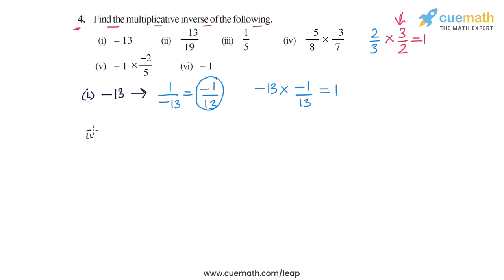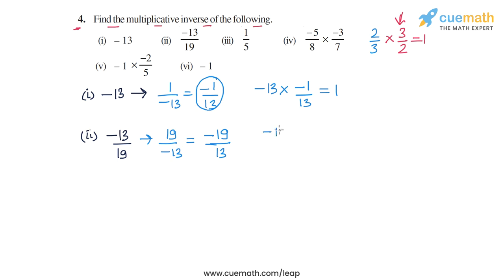In part 2, the number is minus 13 by 19 and the reciprocal or the multiplicative inverse of this will be 19 by minus 13, and since there is a single negative sign, I can take it in the numerator and I can write this as negative 19 by 13. So the multiplicative inverse in the second part is negative 19 by 13.